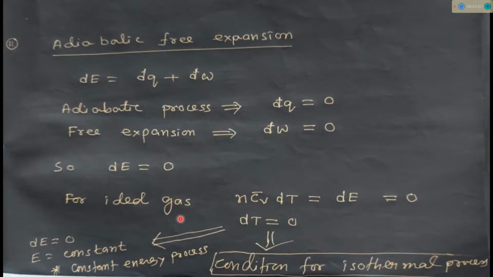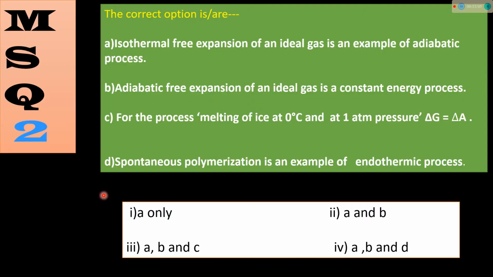Yes, we saw here, from these expressions we found dE is equal to 0. So dE is equal to 0 means we can write n Cv bar dT equal to 0. n Cv bar dT equal to 0 means we can write dT equal to 0, because Cv bar and n cannot be equal to 0. So this is the condition for isothermal process. Again, since dE is equal to 0, we can write E is equal to constant. So it is a constant energy process. So option 2 or statement 2 is also correct.